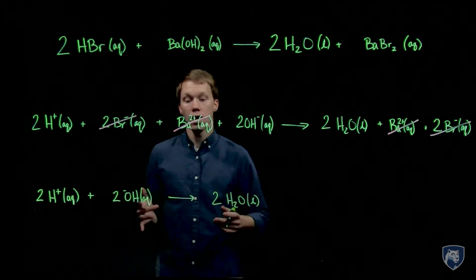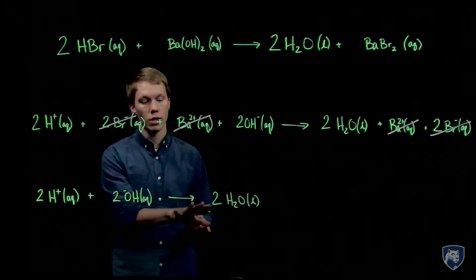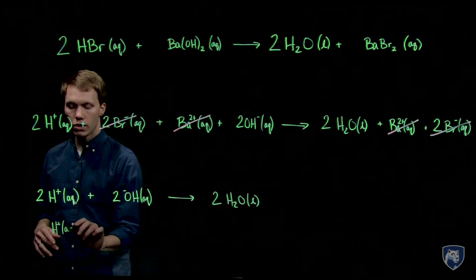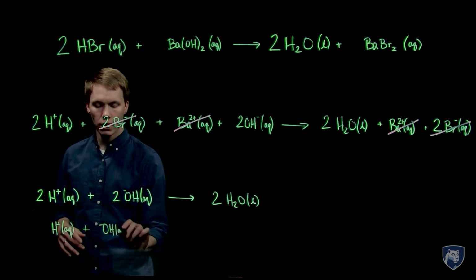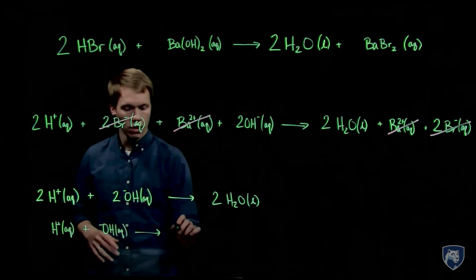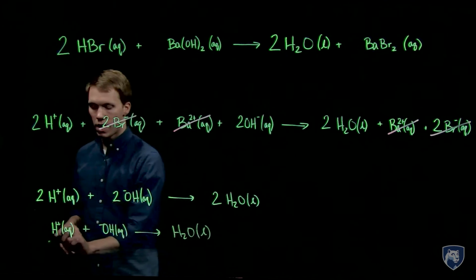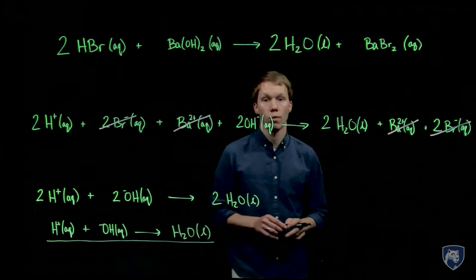And technically, we would write this with the smallest whole number ratios that we can, and so this would reduce one step farther to just be H+ reacting with OH- to give water. And this is our net ionic equation that we would report.